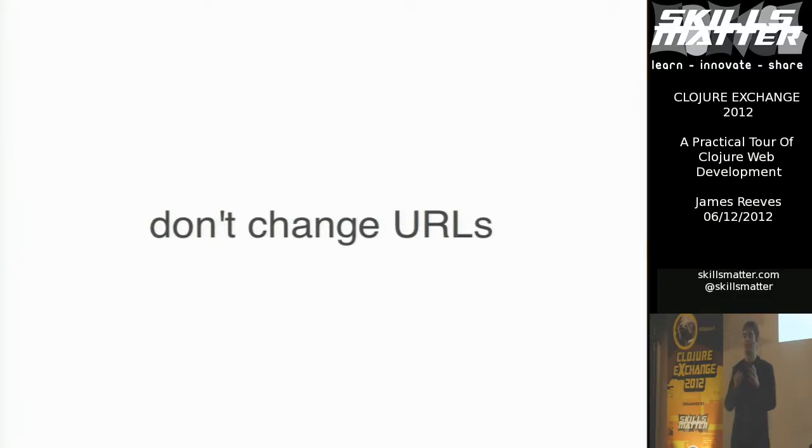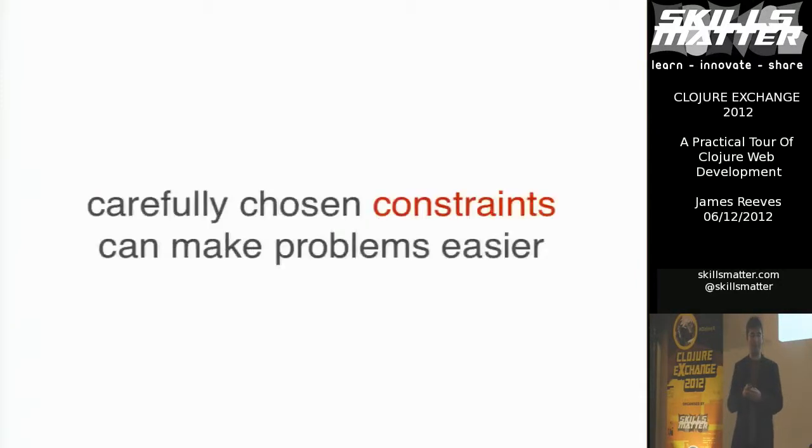URLs don't need to be connected to a particular machine. They can be completely independent. If we say that this resource is always identified by this particular URL, then a lot of problems go away. And just by accepting this constraint, we've made the problem easier. So that's the other point I want to make: carefully chosen constraints can make problems more tractable. They can make it easier.